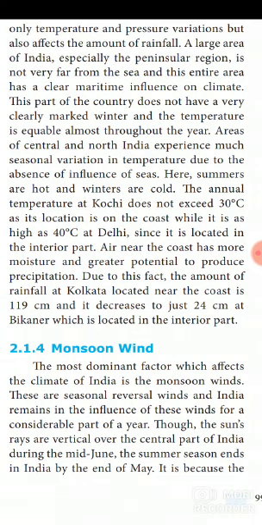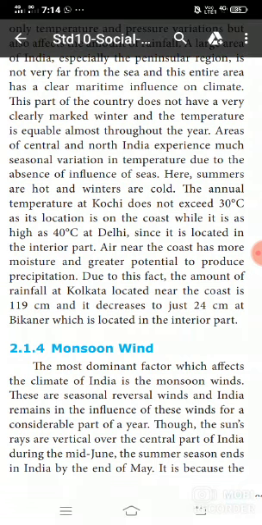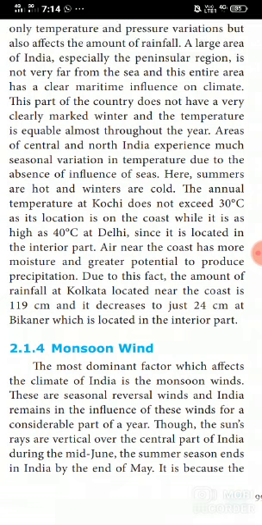Air near the coast has more moisture and greater potential. Potential means possibly to produce precipitation. So the places near the coast have moisture and are more likely to produce precipitation. Due to this fact, the amount of rainfall at Kolkata.